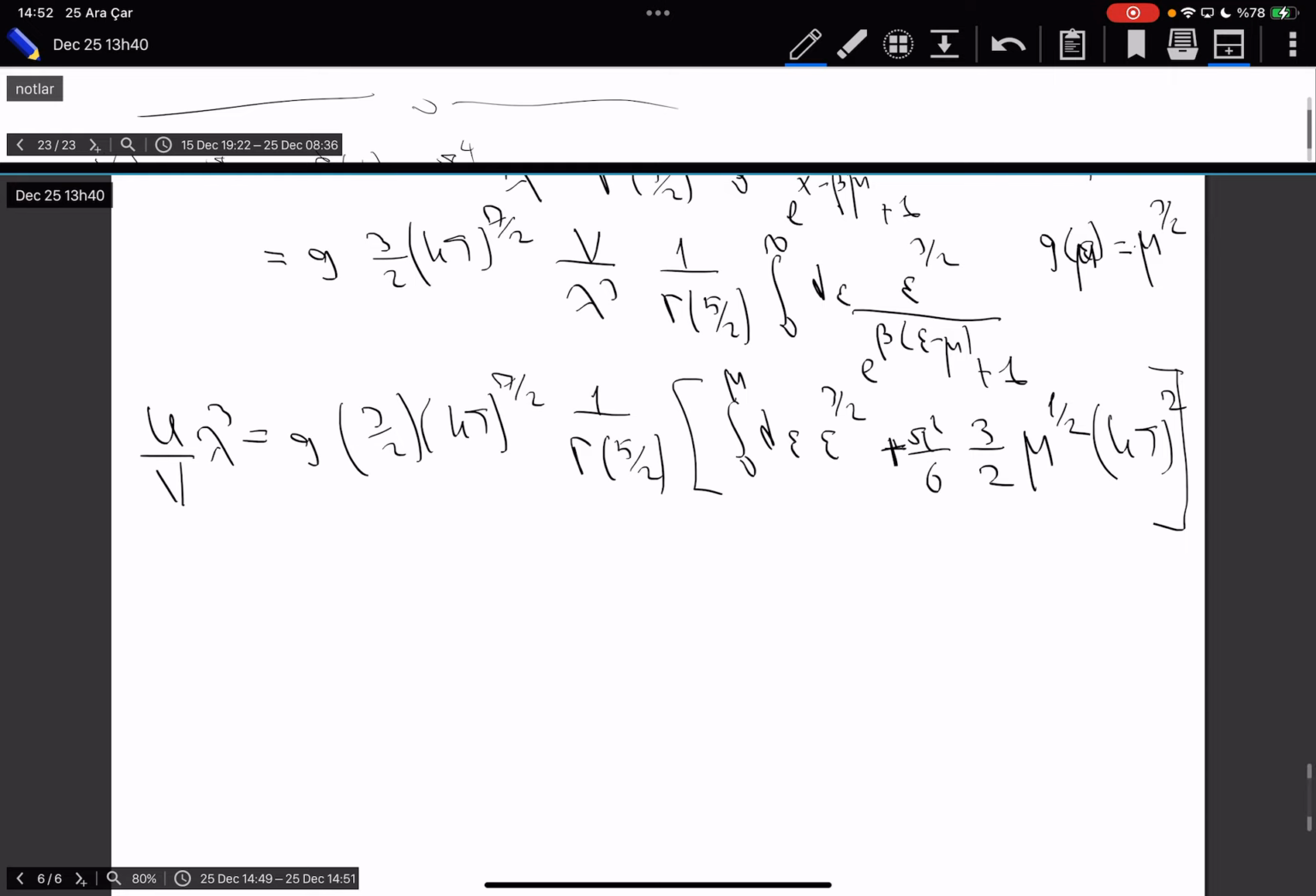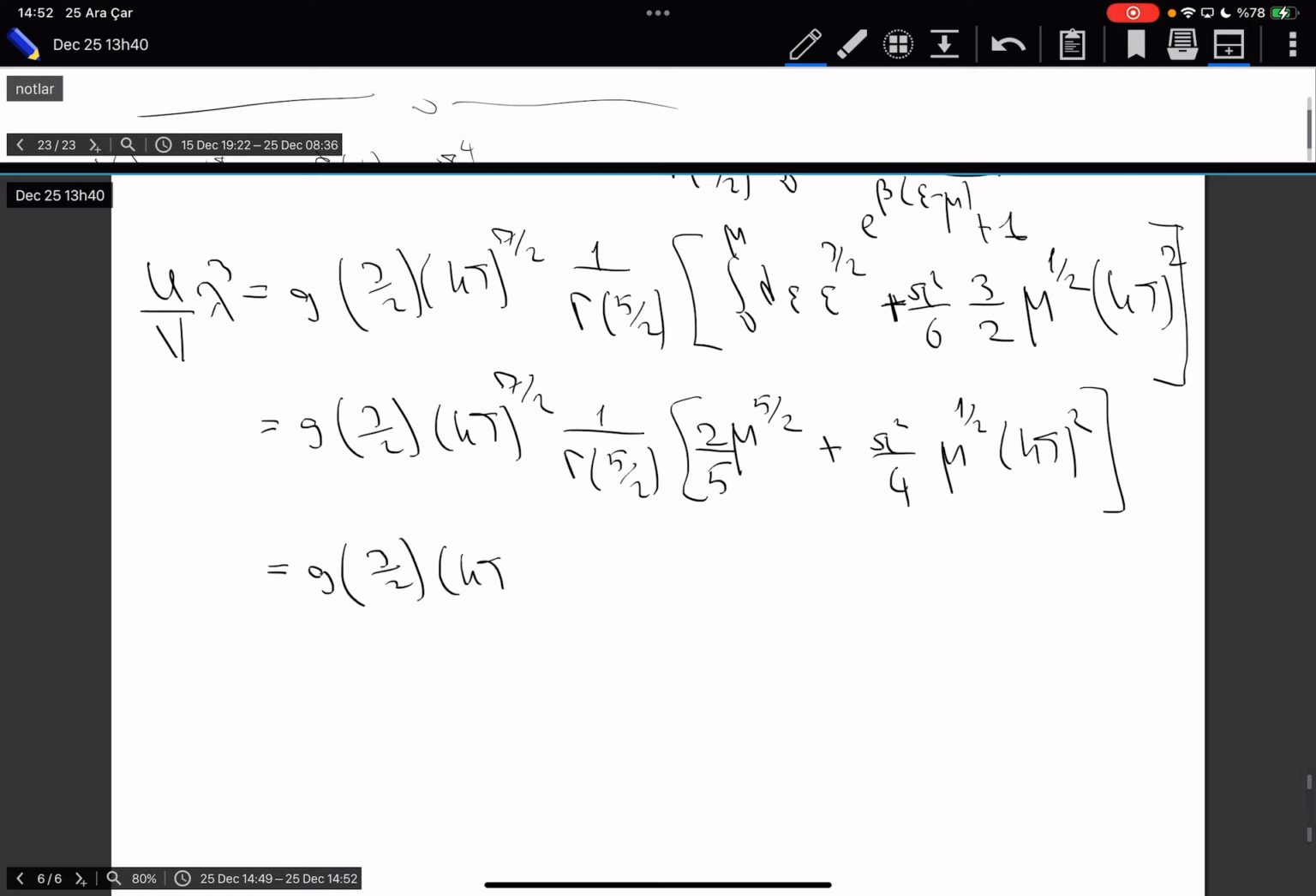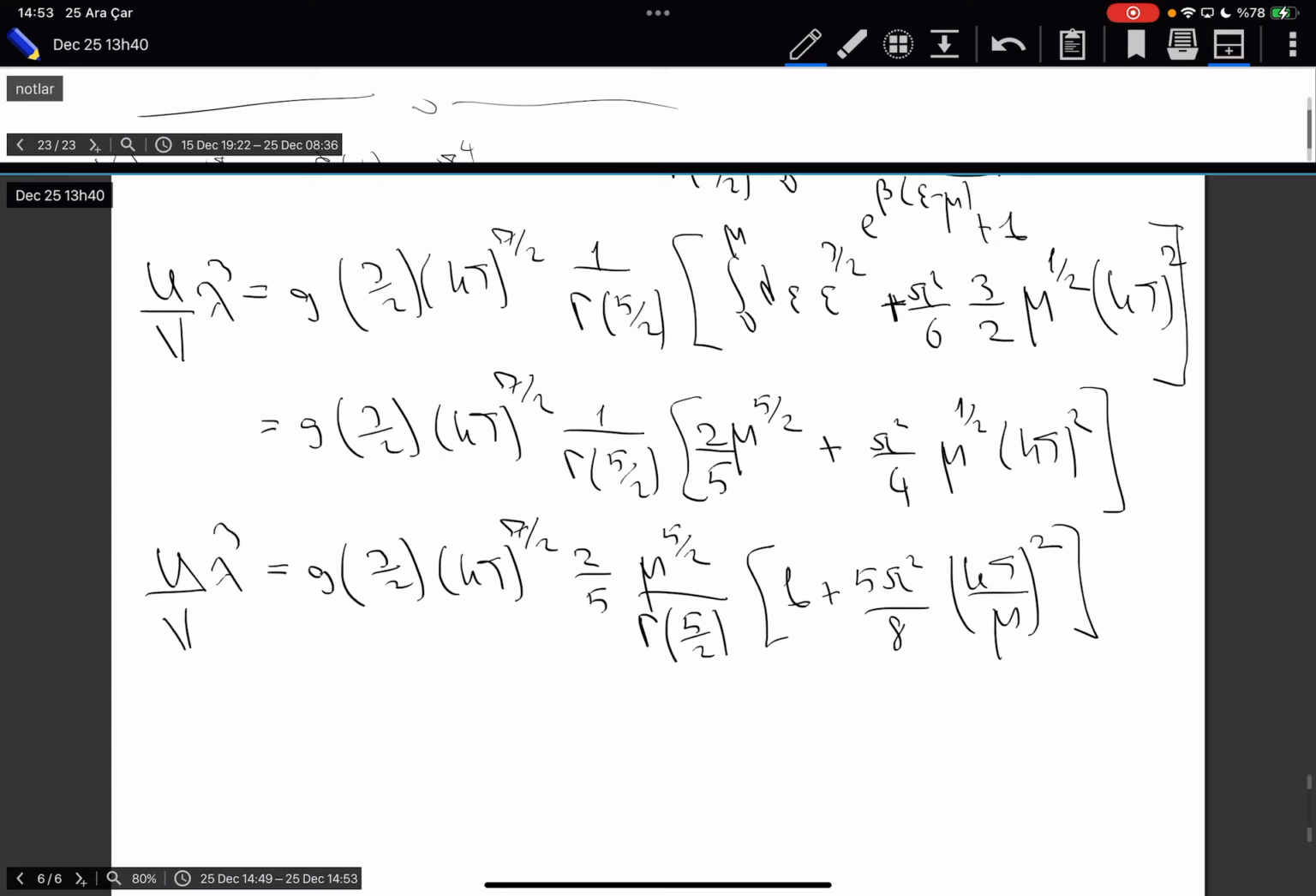Again, let me take the first term out. If I take the first term out, that gives me g times 3 over 2 kT to the power 7 over 2, 2 over 5 mu to the power 5 over 2 divided by gamma 5 over 2, times 1 plus 5 pi squared over 8 kT over mu squared. Now, if you remember when we calculated U at the T equal to 0 limit, U was proportional to epsilon Fermi. So let me also use the definition of epsilon Fermi.